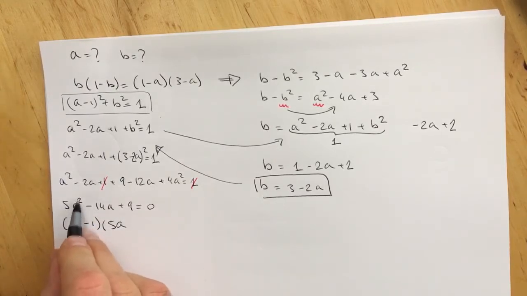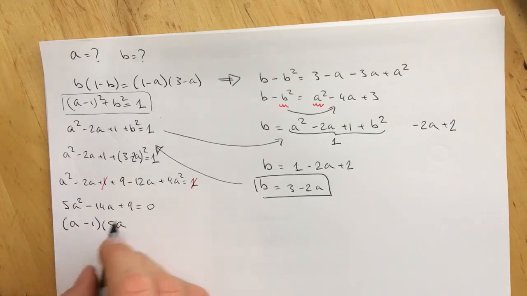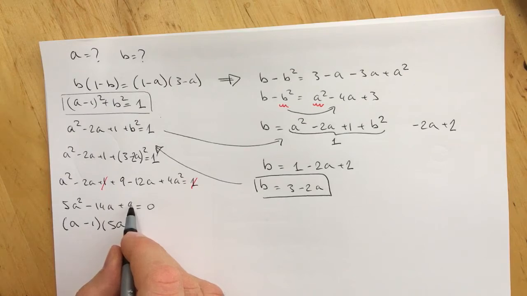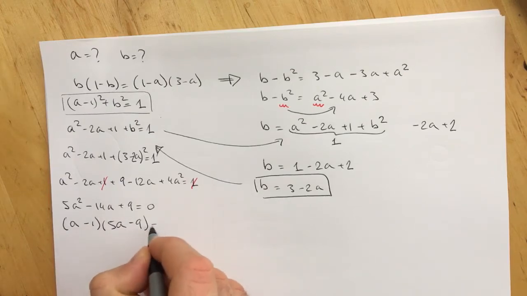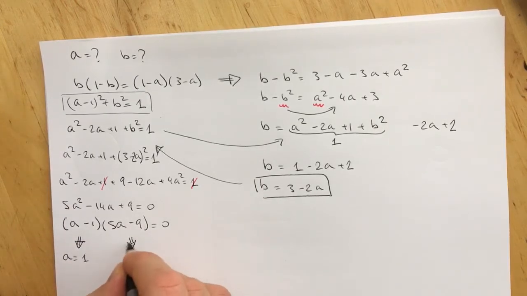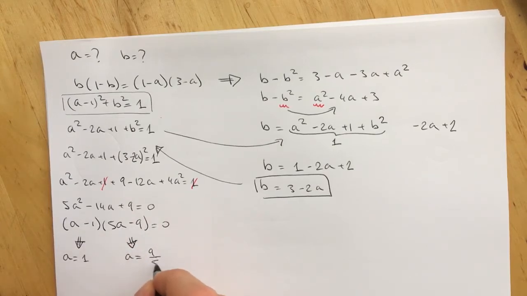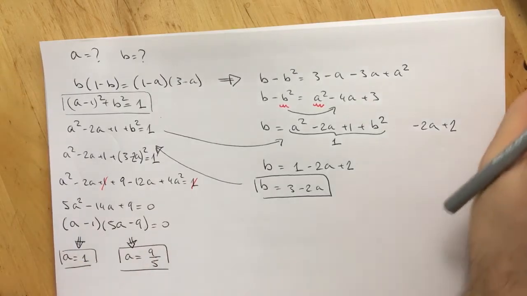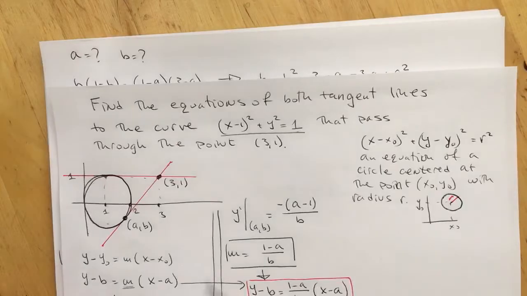In order to get 5A squared, I need 5A times A is 5A squared. And what do I need to multiply negative 1 by to get positive 9? That's negative 9 is equal to 0. And from here I get two solutions for A. A is equal to 1 and A is equal to, how much is this? 9 over 5. Right? And these two actually refer to these two solutions.